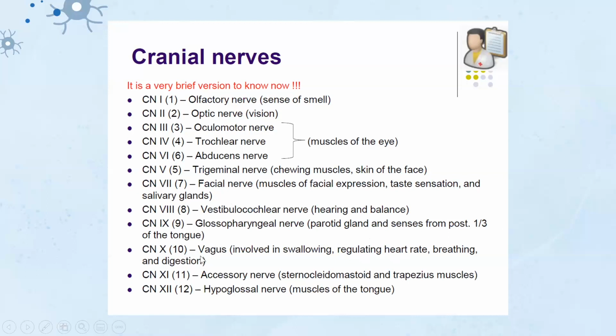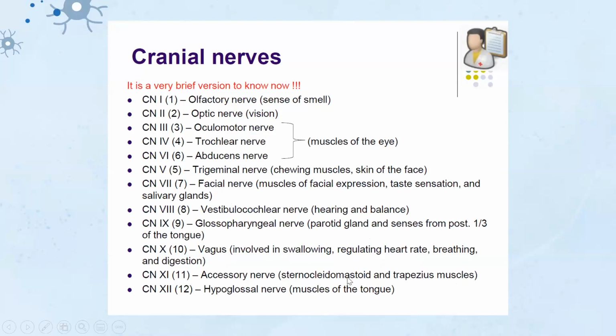The number 10 is the vagus. It is involved in swallowing, regulating heart rate, breathing, and digestion. 11, accessory nerve. It controls the sternocleidomastoid and trapezius muscles. Trapezius muscles are responsible for elevating and depressing the shoulder.